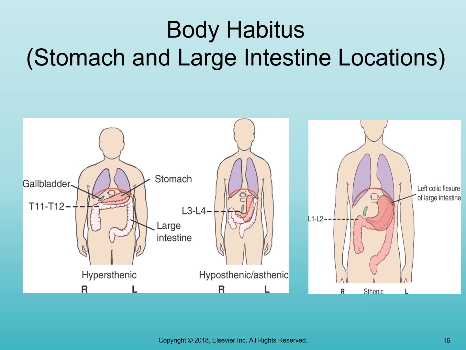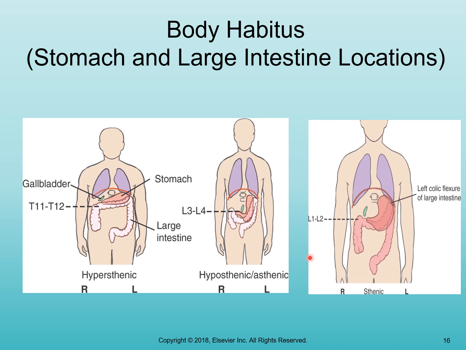Here again, they're showing you a stenic patient, how the duodenal bulb sits at the level of L1, L2. On a hyperstenic patient, it sits a little bit higher at T11, T12. In a hypo or astenic patient, it sits lower than L1, L2, at L3, L4.